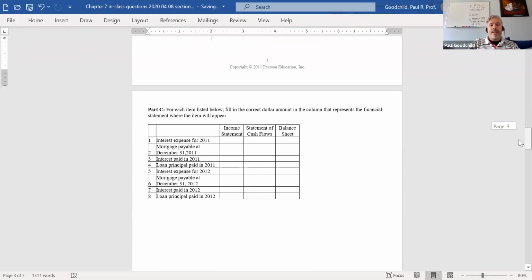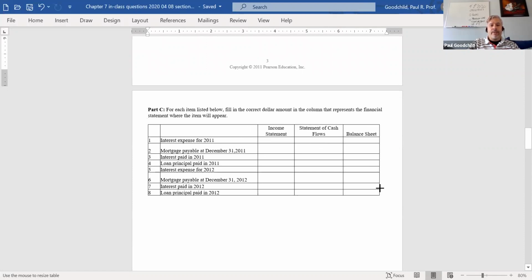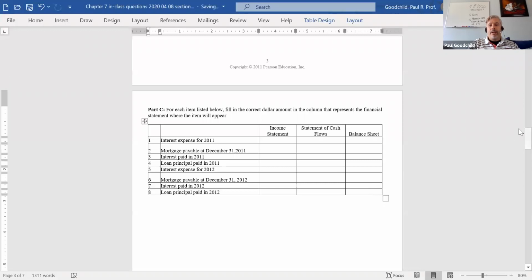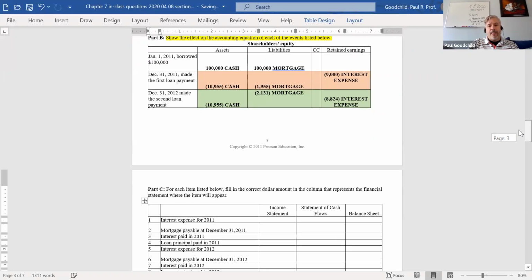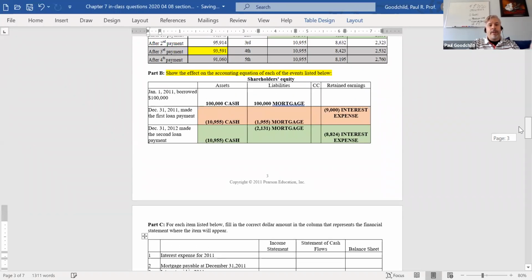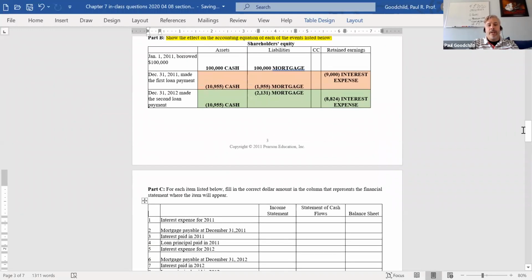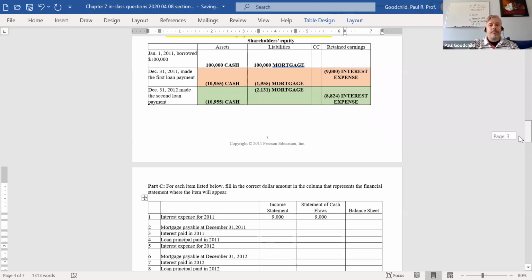All right, now part C asks you to fill in the correct dollar amount that represents the financial statement where the item appeared. And so I'm going to leave this one kind of for you to practice. The answer will be on the exam. It's pretty straightforward in terms of what you're going to do here. Your income statement, 9,000. Your statement of cash flows, paid 9,000. Your balance sheet, it doesn't show it on the balance sheet for interest expense.